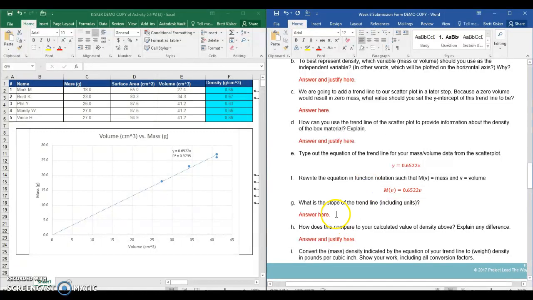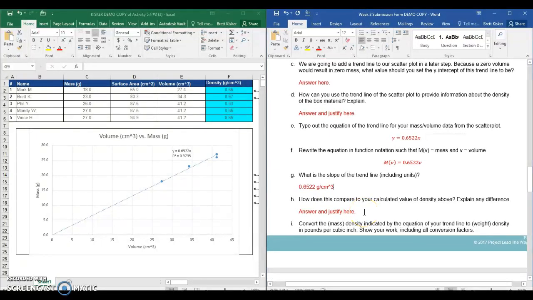Now, what is the slope of the trend line, including units? That would be 0.6522 would be the slope. But as far as the units go, we're talking rise over run. Well, the rise was grams, and the run was cubic centimeters. So it's 0.6522 grams per cubic centimeter. And what that means is for every 1 cubic centimeter of volume that we add, we get 0.6522 grams of material, of mass.